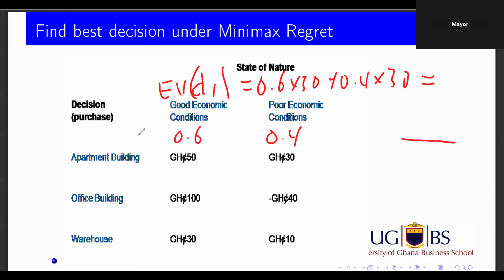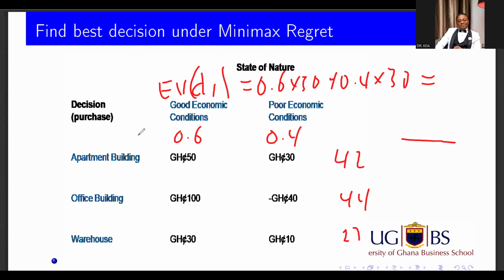Very good. So that's what you should get. 42, 44, 22. So based on this expected value approach, please remember it's also known as expected value without perfect information, which decision alternative will you go for? Which one should we select? Yasin.